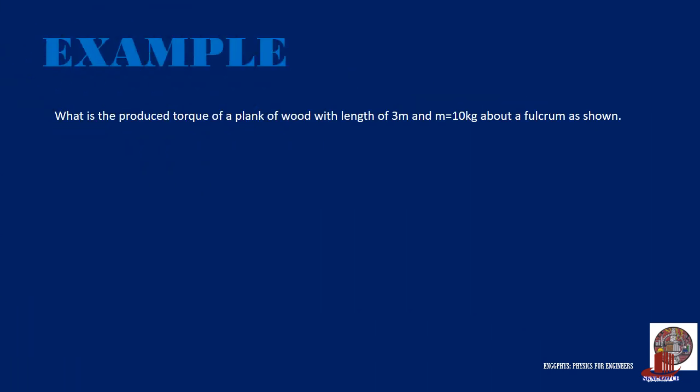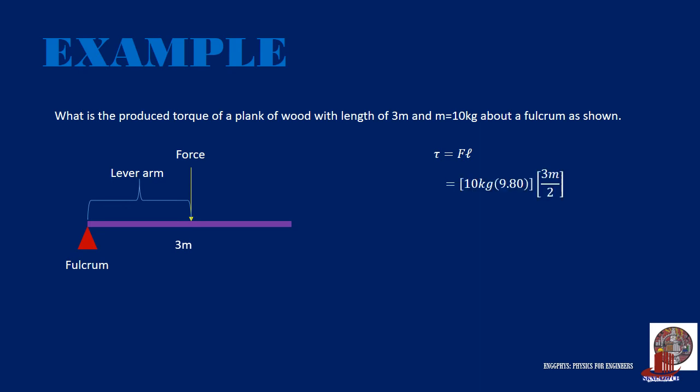For example, what is the produced torque of a plank of wood with length of 3 meters and mass of 10 kilograms about a fulcrum as shown? So by illustrating, the 3-meter plank of wood is allowed to rotate about a fulcrum. To solve for its torque, we should consider some kind of force with its lever arm. In this case, force is taken as the weight of the wood plank, which is 10 kilograms by 9.8 meters per second squared, and the lever arm will be from the fulcrum to halfway the plank, or 1.5 meters. So the answer is 147 Newton meter.